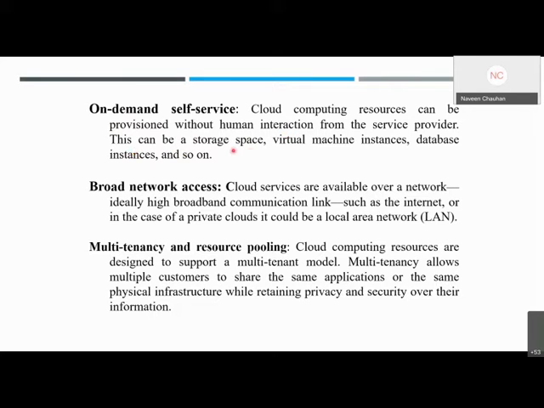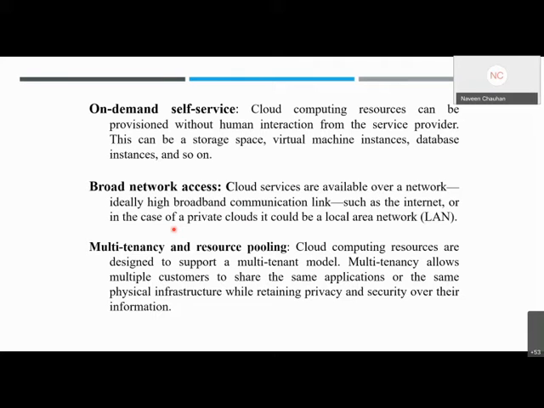So this can be a storage space. What kind of services can we think of getting with the help of cloud computing? This can be the storage space, virtual machine instances, database instances, etc. And next is the broad network access. So cloud services are available over the network, ideally high broadband communication links such as the internet, or in case of private clouds, it could be a local area network.